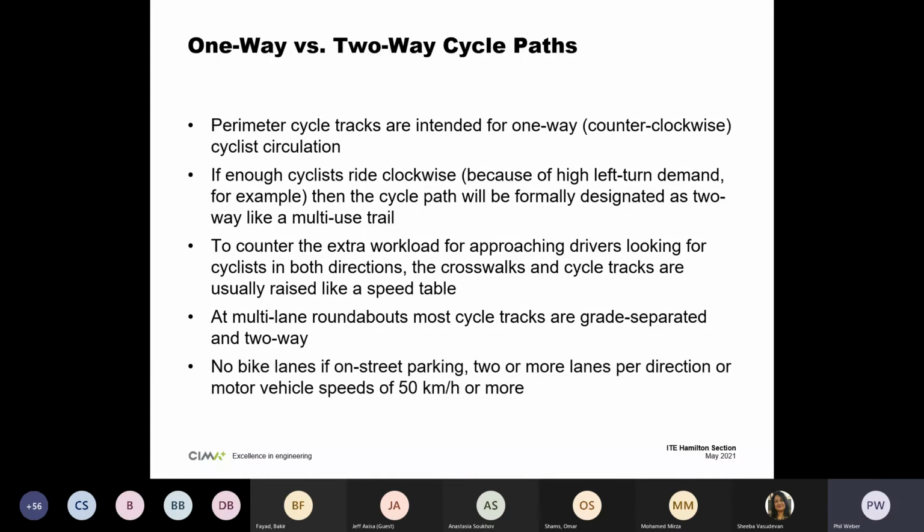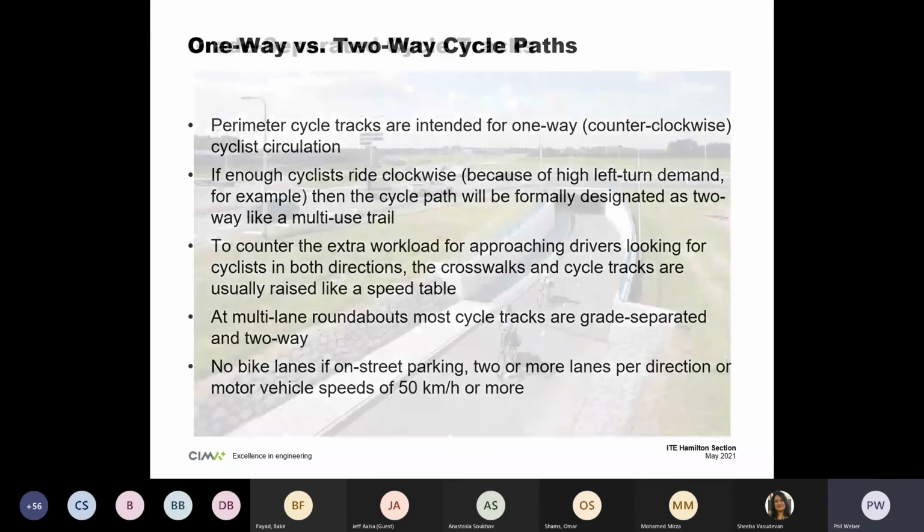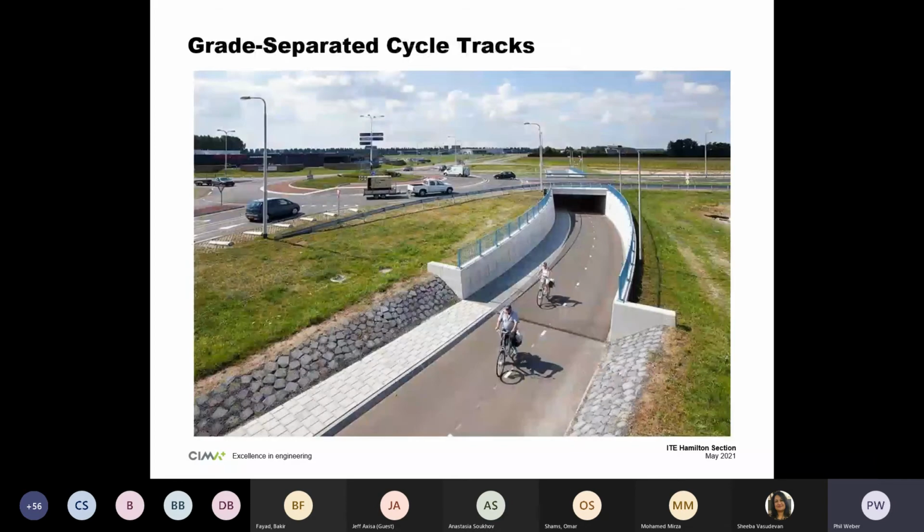And typically they don't have bike lanes in the Netherlands. If there's on-street parking, 2 or more lanes per direction, or motor vehicle speeds of 50 kilometers an hour or more, no bike lanes. And here's one of their lovely grade separated cycle tracks at a multi-lane roundabout in the Netherlands. Looks lovely. Also note in the Netherlands, almost nobody wears bike helmets. It's very interesting.